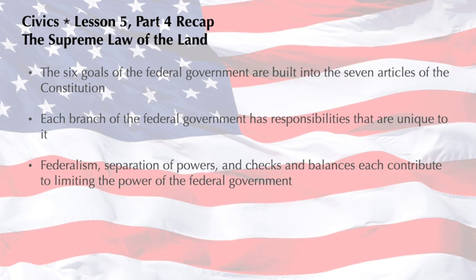So that's the way it is with Lesson 5, Part 4, the supreme law of the land. At this point, you should know that the 6 goals of the federal government are built into the 7 articles of the Constitution. Each branch of the federal government has responsibilities that are unique to it. And federalism, separation of powers, and checks and balances each contribute to limiting the power of the federal government.